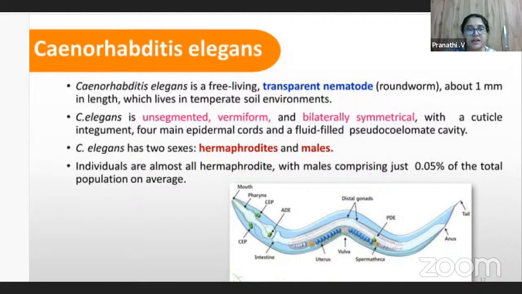We have an invertebrate, which is Caenorhabditis elegans. So what is this? It is a transparent nematode, belonging to the phylum Nematoda. So it's a roundworm.